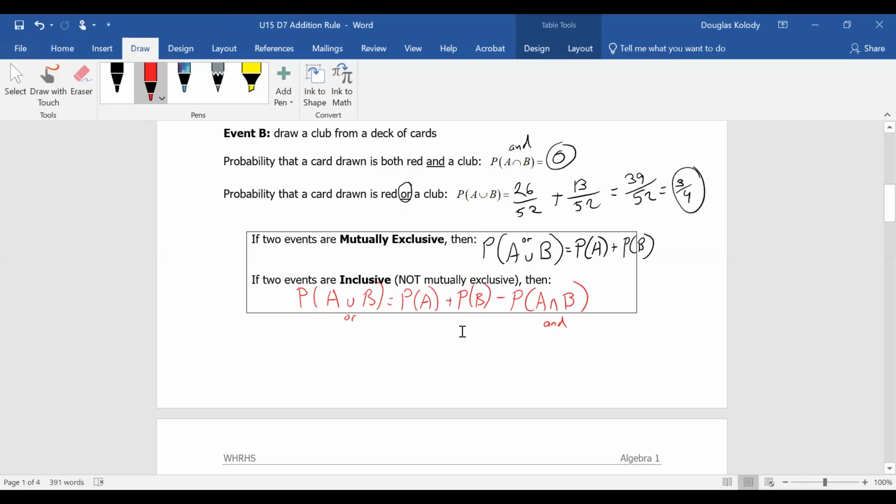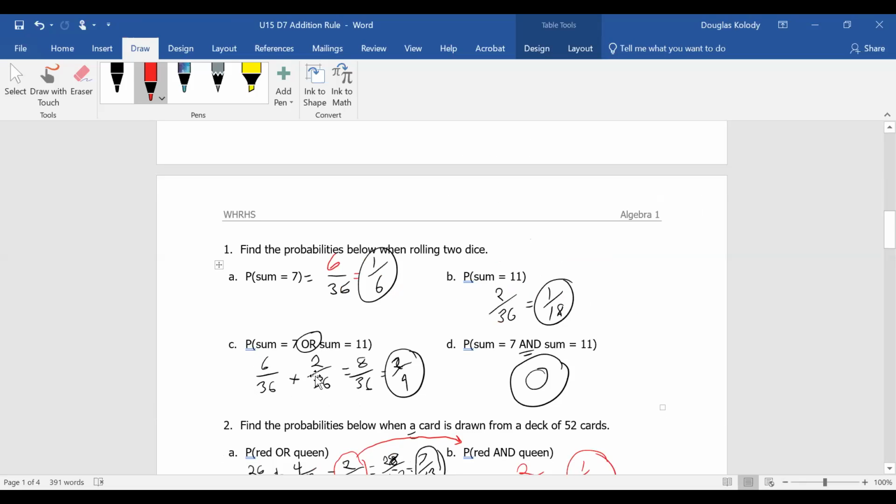All right, everybody, your job is to do the homework. If you see the word or, it means to add. That's the bottom line. If you see the word or, it means add, and then whenever you add, ask yourself, is there anything common to both? And if there is something common to both, subtract it off.